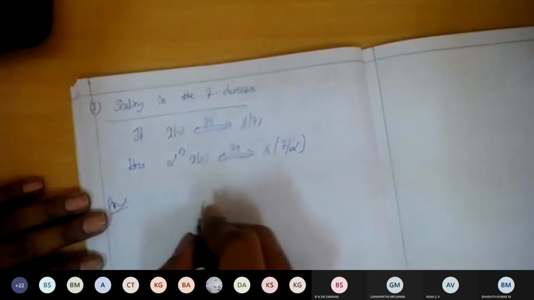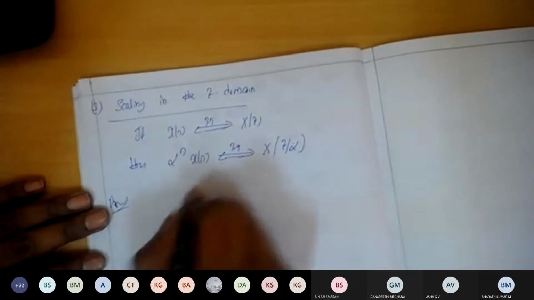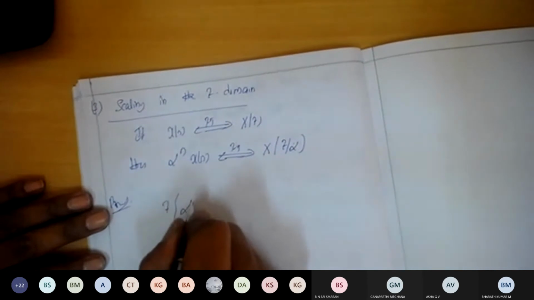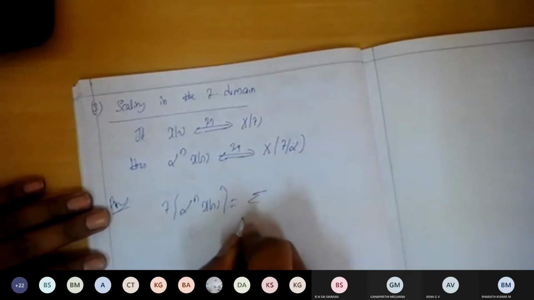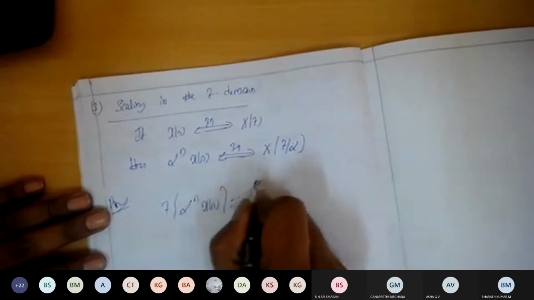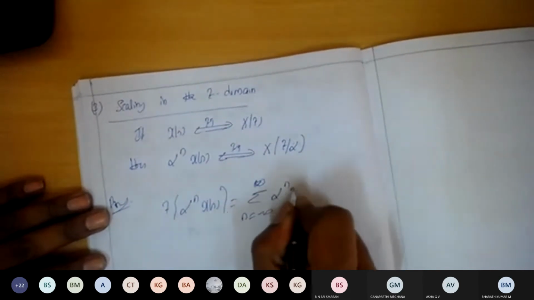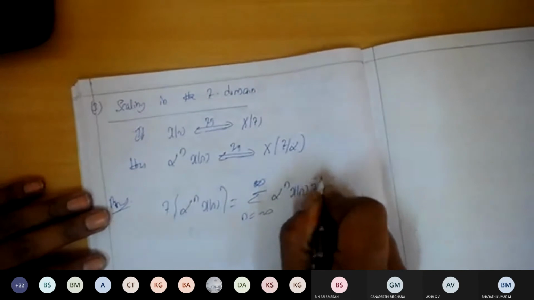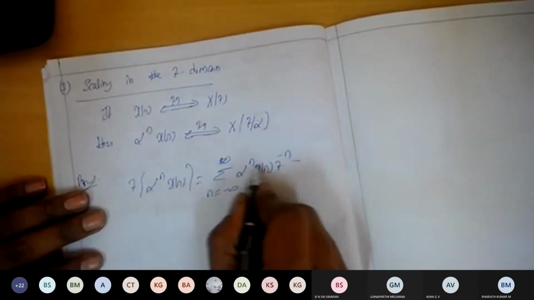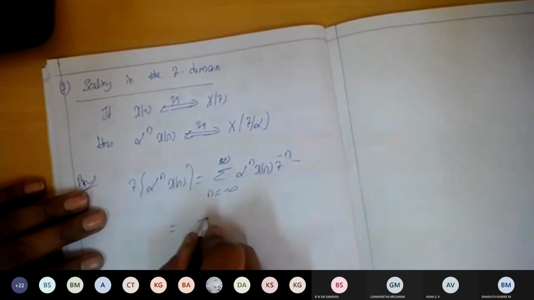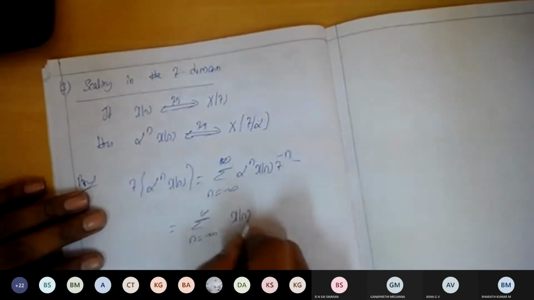Okay, so we'll consider the proof of this one. We'll consider the z transform of alpha to the power of n into x of n. This is summation n is equal to minus infinity to plus infinity, alpha to the power of n into x of n into z to the power of minus n. Among this, alpha is common here, so we can rewrite it as summation n is equal to minus infinity to plus infinity, x of n.